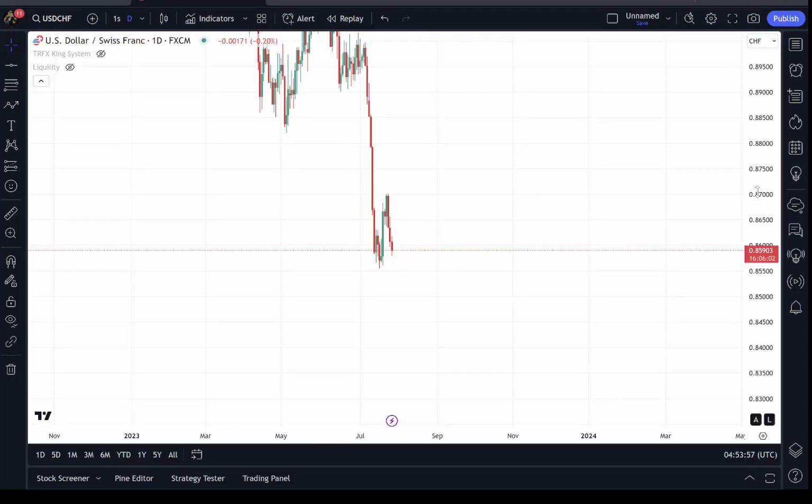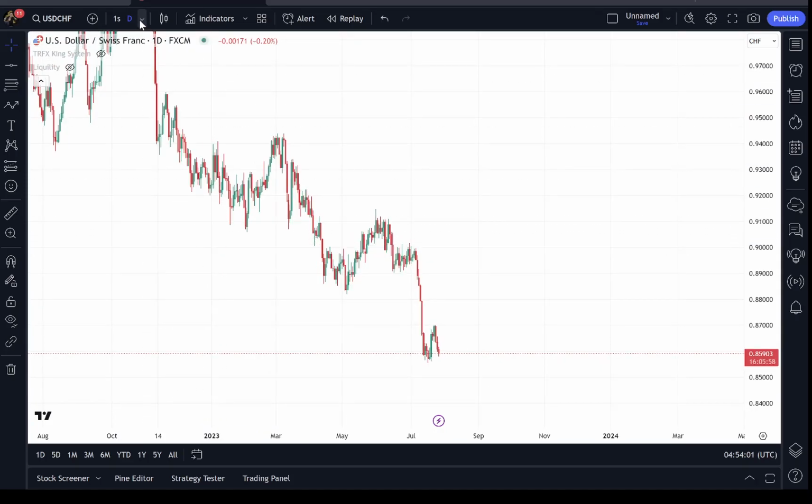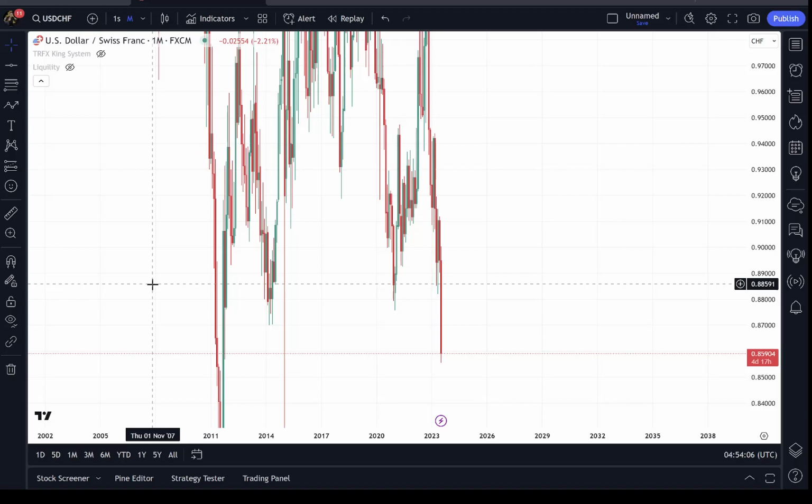So let's head into the USD Swiss franc and see what is the likely path next.